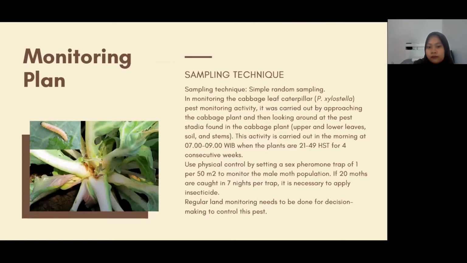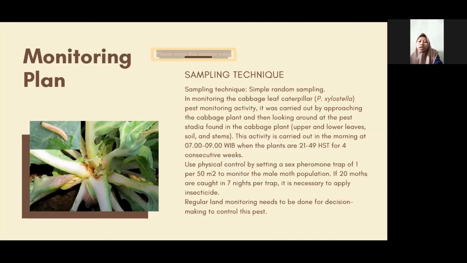Okay, the next is the monitoring plan. The sampling technique for this insect is simple random sampling. The monitoring activity for the cabbage leaf caterpillar Plutella xylostella was carried out by approaching the cabbage plant and looking around at the pest stages found on the cabbage plant. These include the upper and lower leaves, soil, and stems.